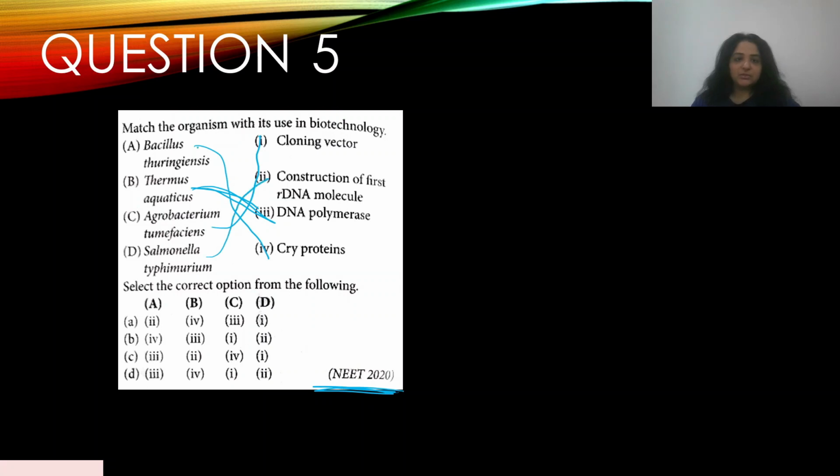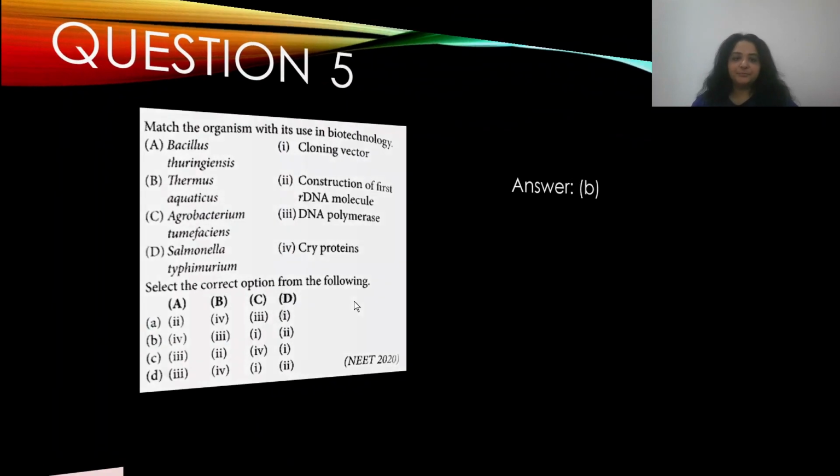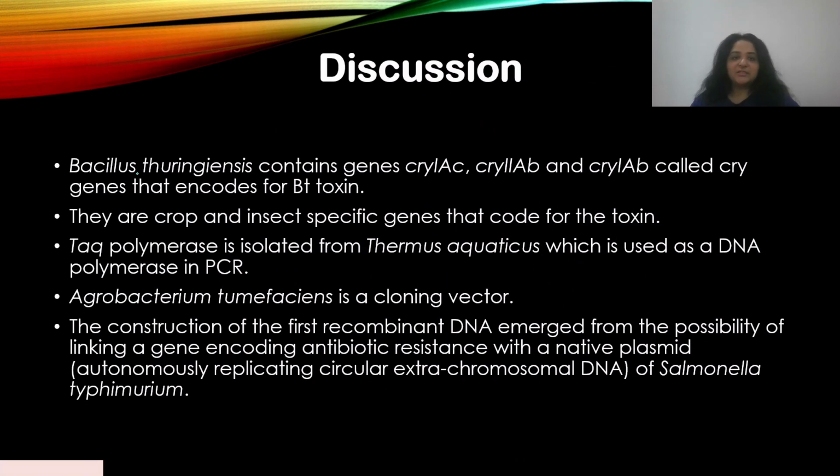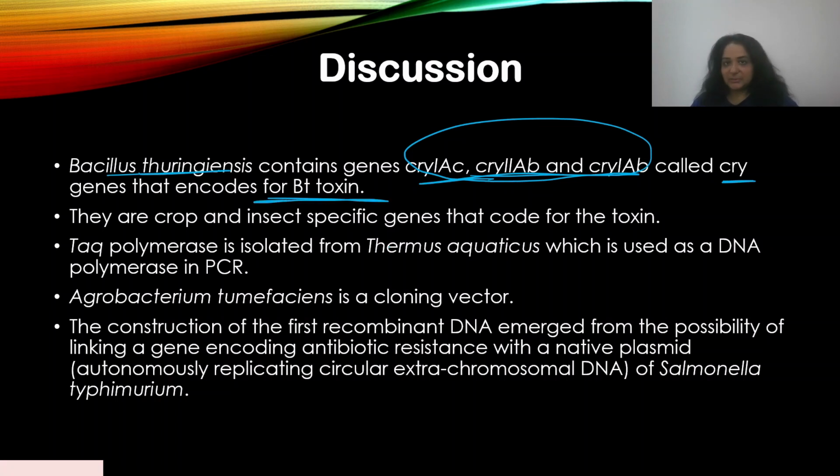All right, so it's A4, B3, C1 and D2. Okay, so the answer is B. Yeah, answer is B. All right, so Bacillus thuringiensis, okay, is a bacteria that contains these 3 genes, okay, and they are called as cry genes, okay, and they encode for this toxin, BT toxin.